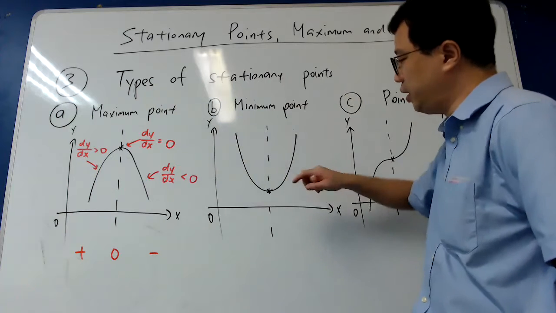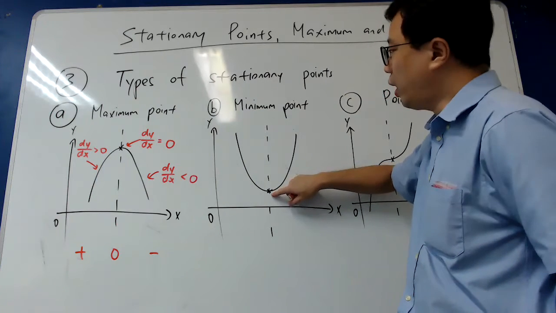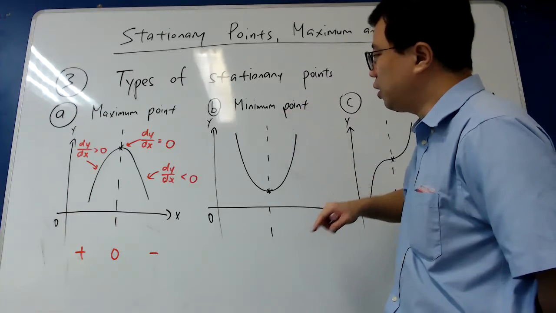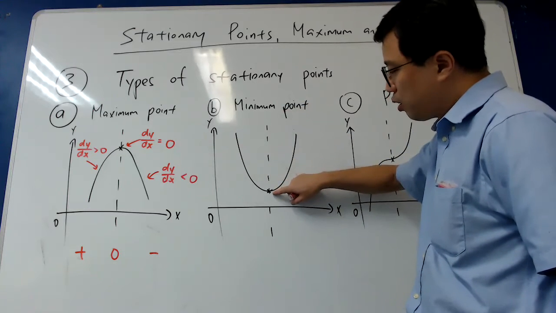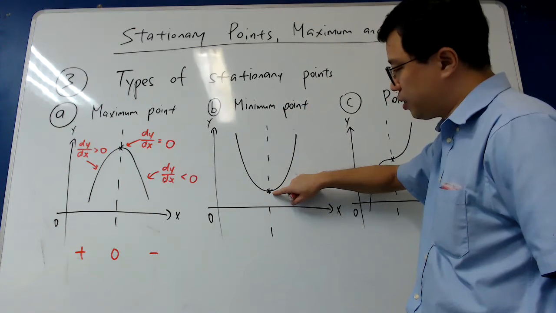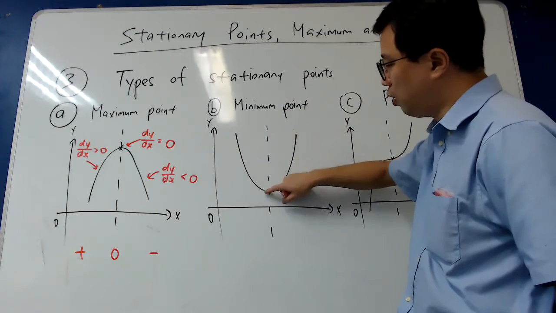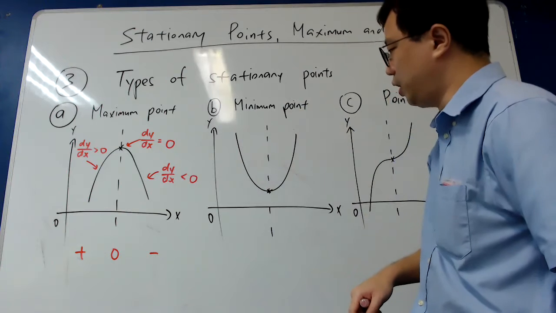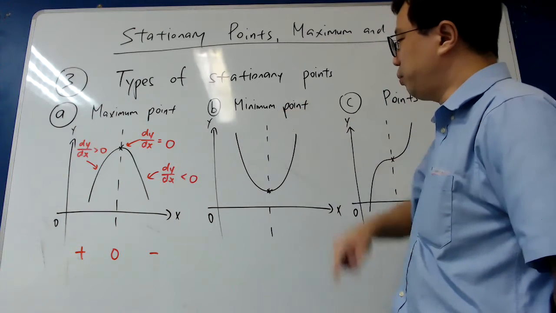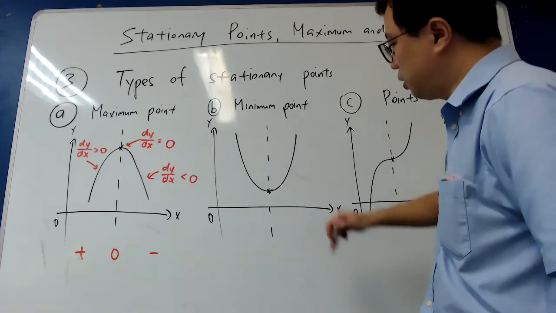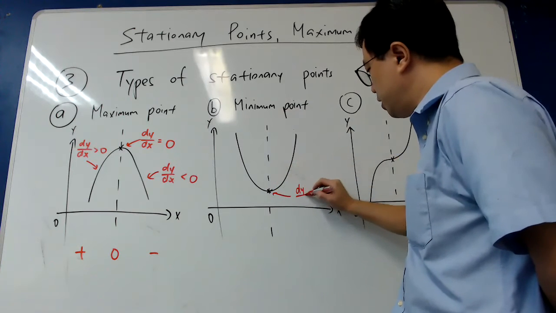You can see that it is the lowest point of the curve. Why is it called a minimum point? Just like the maximum point, the y-coordinate of this point is the smallest among the y-coordinates of all the points of the curve. That is why it is called a minimum point. Now, at this minimum point, the gradient is 0.